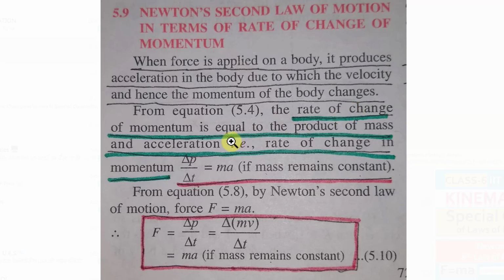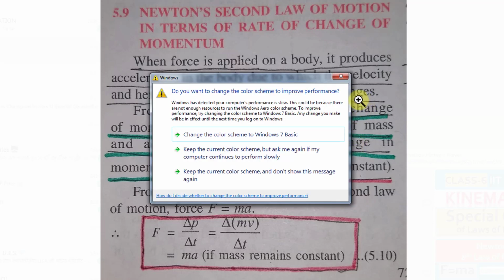So rate of change of momentum, we already discussed in the previous class. Rate of change of momentum is equal to the product of mass and acceleration, ma. Rate of change of momentum. Change of momentum means delta P.